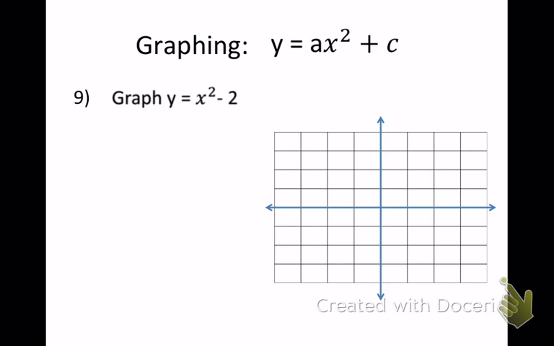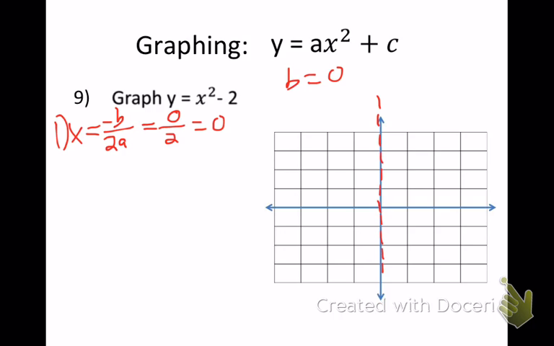Take a couple seconds, try number 9 on your own. All right, I'm slowly going to start working through this here. So 1, you should have your axis of symmetry. X equals negative b over 2a. Well, b is 0, so my axis of symmetry would be 0 over 2, which is going to be 0. So the axis of symmetry is right down there on the y-axis.